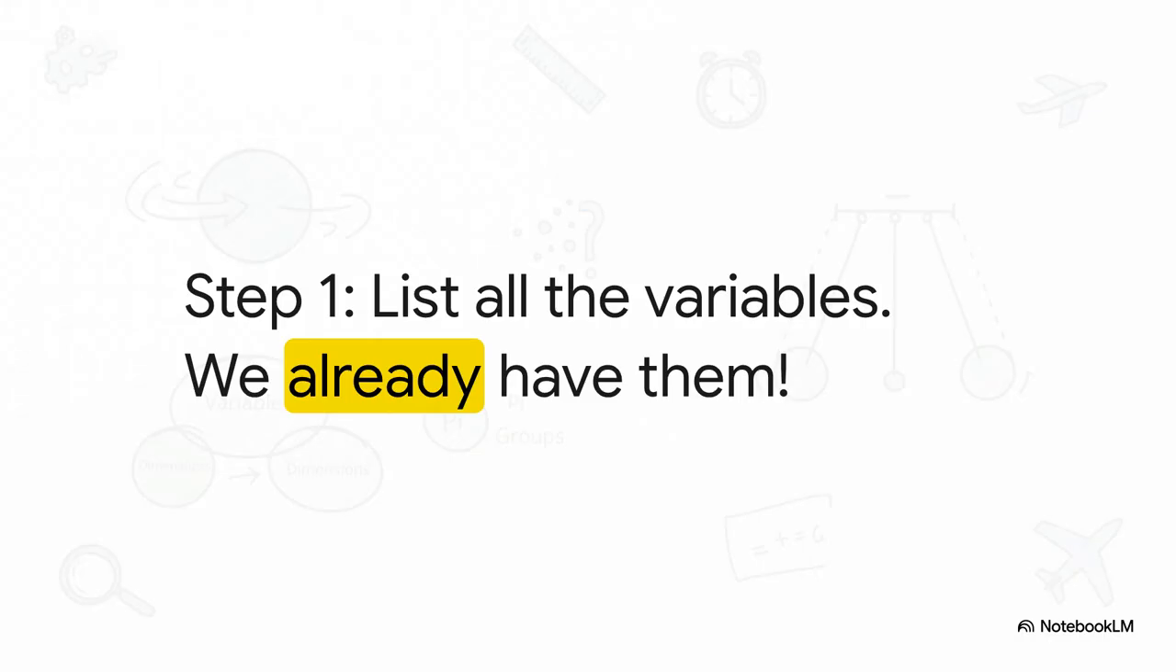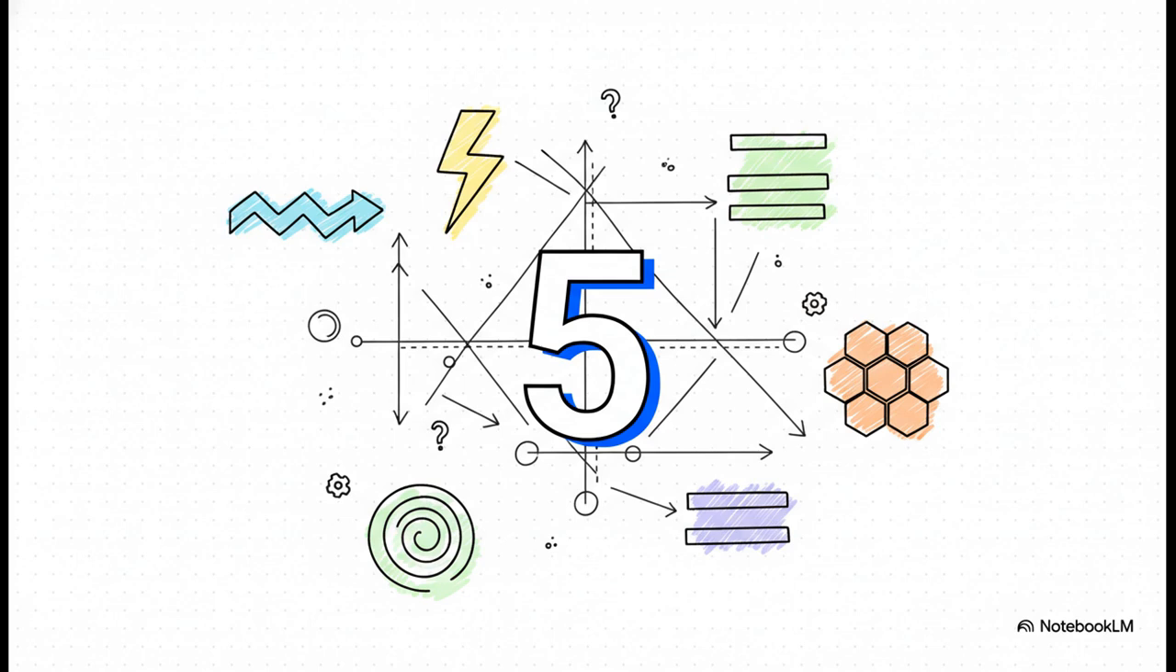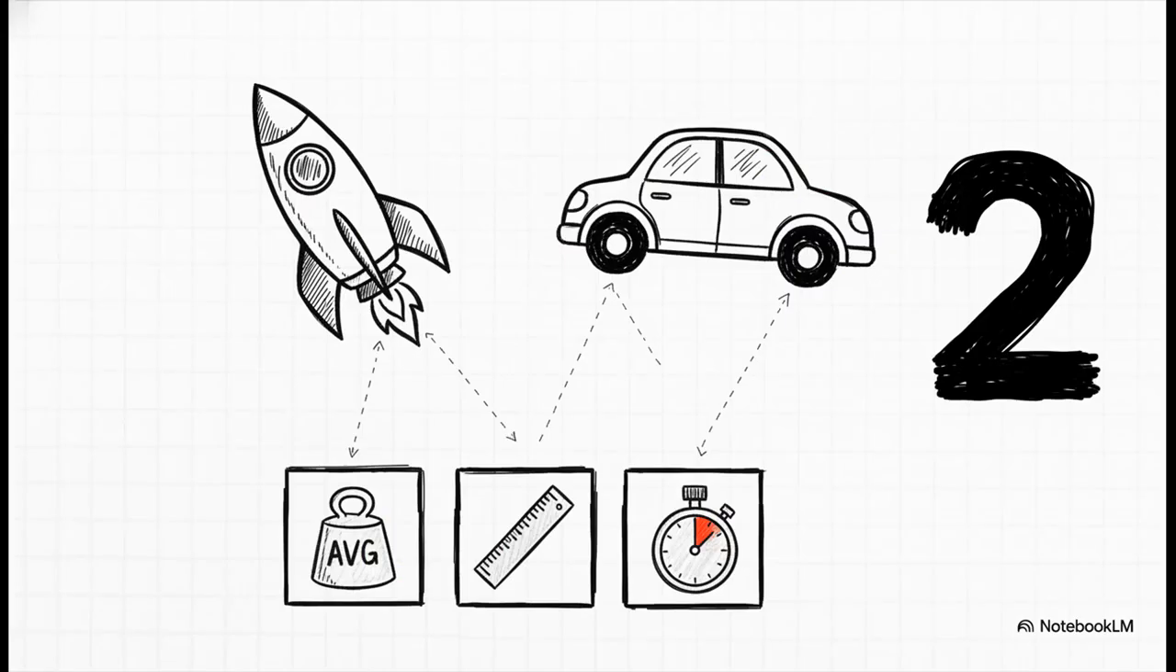All right, step 1. And hey, the good news is we've already done it. Remember those 5 key players we listed out earlier? Force, diameter, velocity, density, and viscosity? Done. So that means our number of variables n is 5. Easy enough.